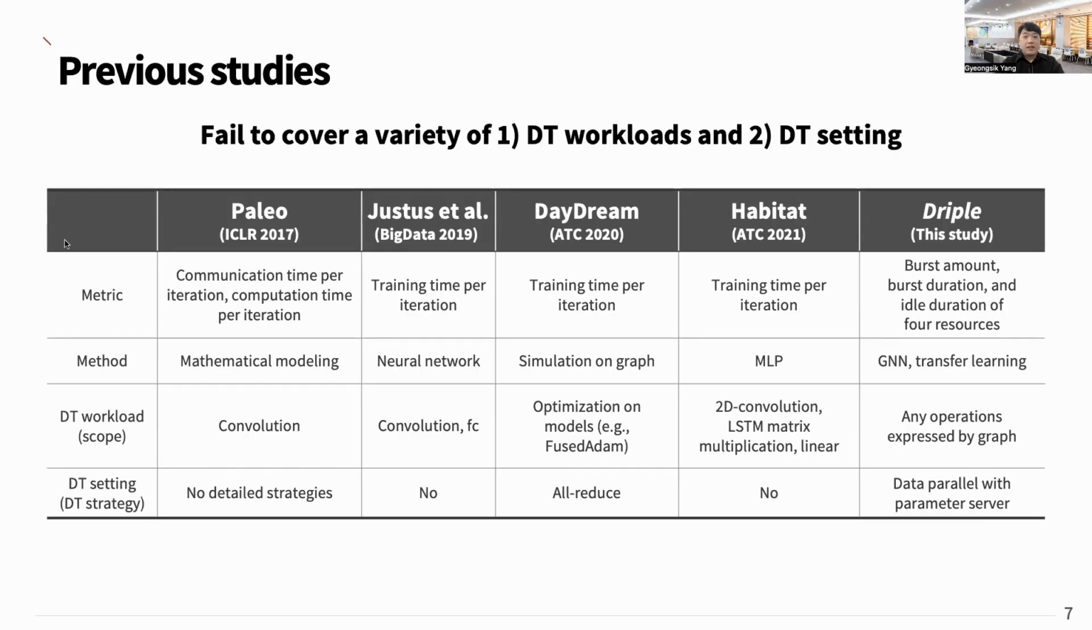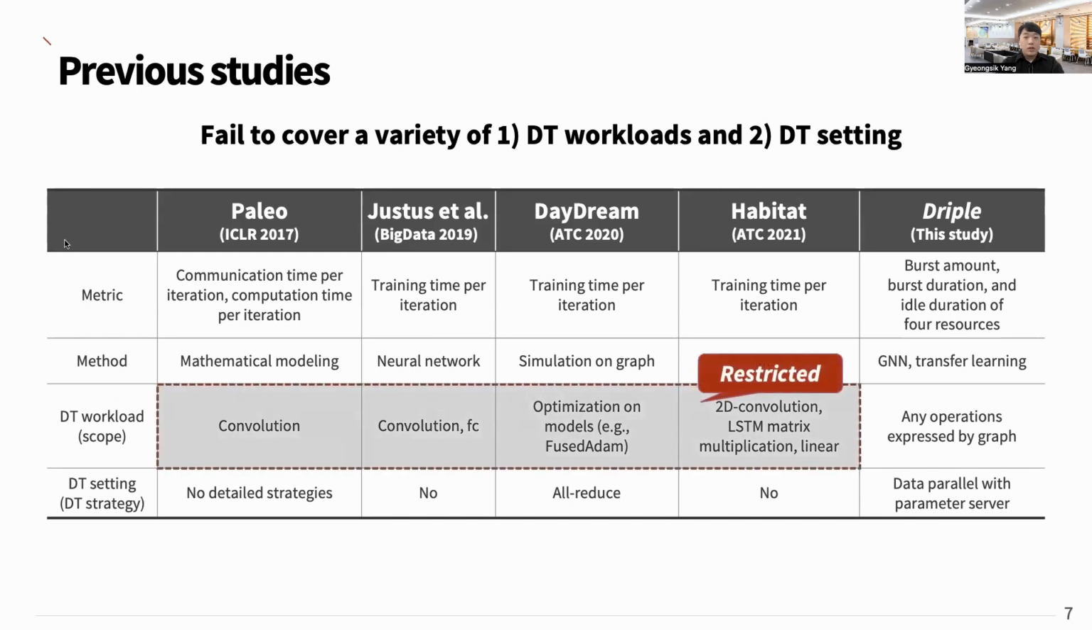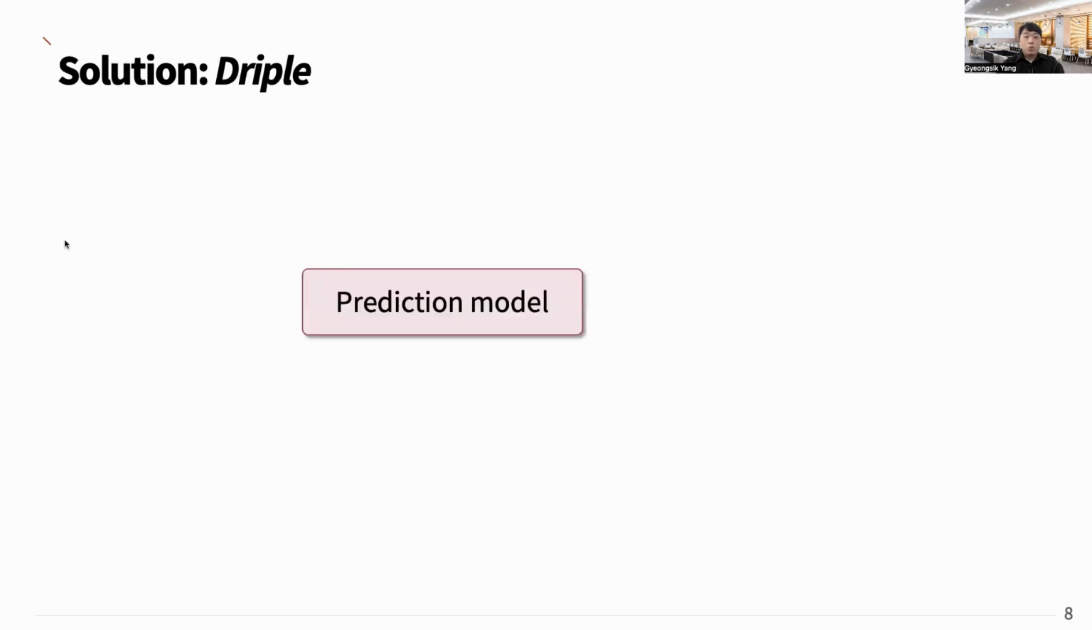However, several studies did not cover the 2 factors. In terms of the DT workload, existing studies only cover a limited set of model layers, such as convolution and fully connected, which means that it is restricted in terms of the DT workload. And also, most studies do not consider diverse DT settings consisting of GPU type, the number of nodes, and the network interconnect types. To solve this problem, we propose Driple.